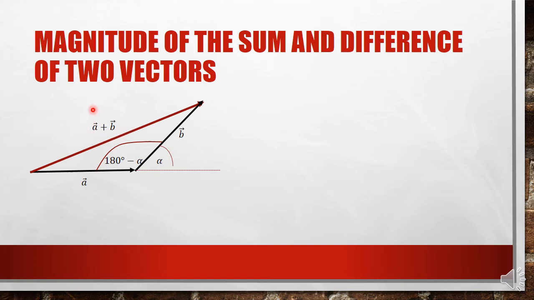In order to do this, we must remember the lesson that we learned in the previous chapter, the cosine rule. Remember the cosine rule? It said that a squared equals b squared plus c squared minus 2bc times cosine alpha, where alpha is the angle opposite side a, or in between sides b and c.